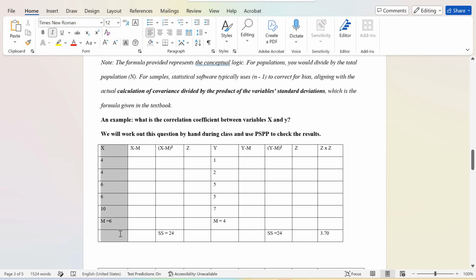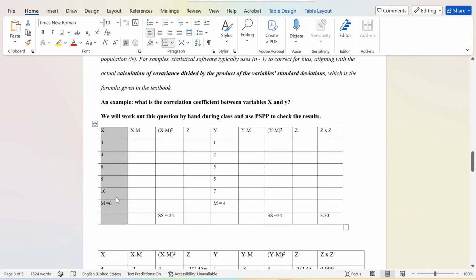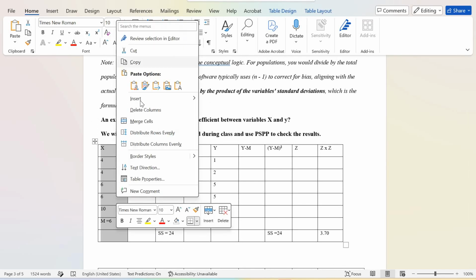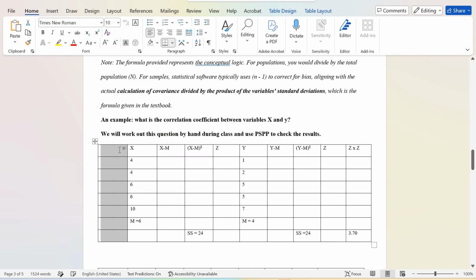Well, I should add a column. Add a column. Insert a column to the left. Participants. Number 1, 2, 3, 4, 5. Oh, five people. 5 people. Each person gives me 2 numbers, x and y.